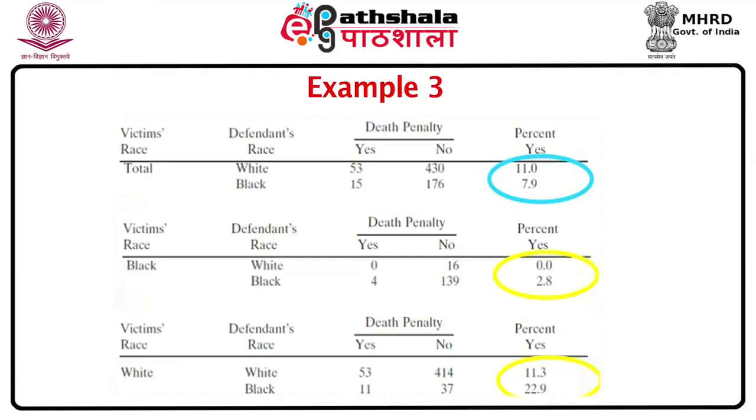Let us now look at the two partial tables in the case where the victim was black and the case where the victim was white. Now we see something odd in this data, which is that when the victim was black, it seems that black defendants were more likely to get the death penalty. Similarly, when the victim was white, again, black defendants were more likely to be awarded the death penalty. Yet we see that when we collapse the data and add the two tables, it turns out that white defendants were more likely to be awarded the death penalty.